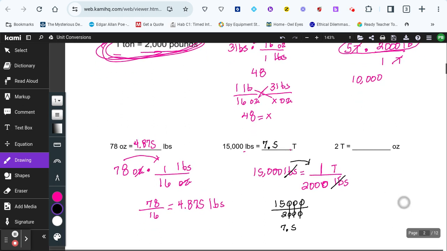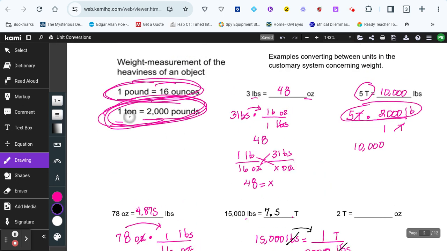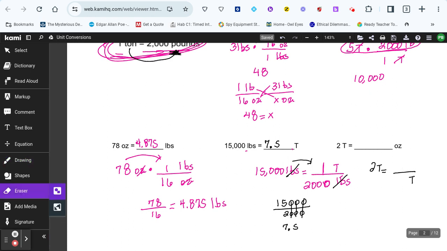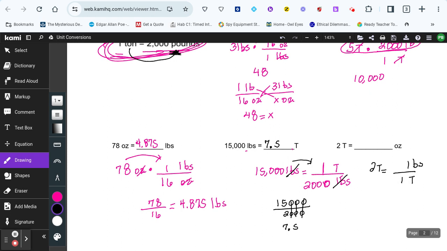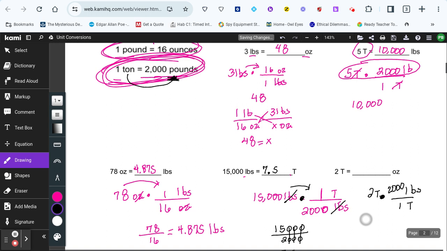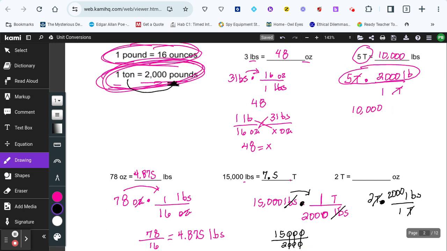All right, let's go tons to ounces. If you look up here, tons only goes to pounds, so that's how we can work it right now. I'm going to start off with 2 tons, and go tons to pounds, because that's all it goes to. So 1 ton is equal to 2,000 pounds. Let me put a times sign because you're really multiplying. Now these tons are going to cancel, and I'm left with pounds.